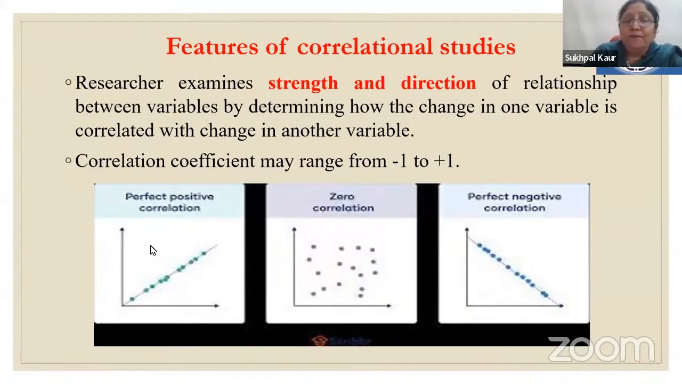Perfect positive correlation will be there when one variable is increasing and the other variable is also increasing. If both the variables are not coherent with each other, there will be zero correlation. But if one is increasing and another one is decreasing, then there will be perfect negative correlation. So here we see the strength and direction of correlation in the correlation studies.